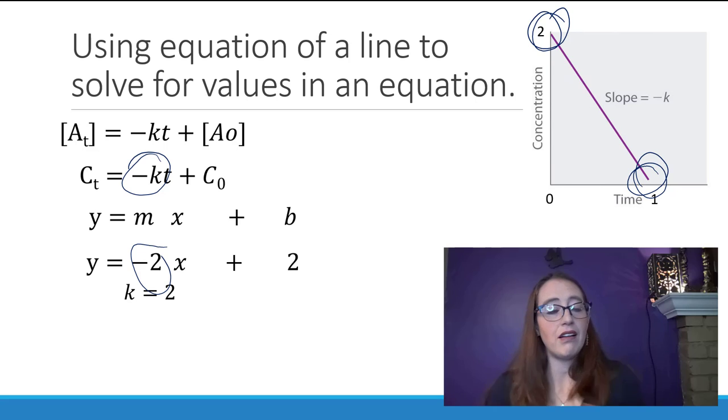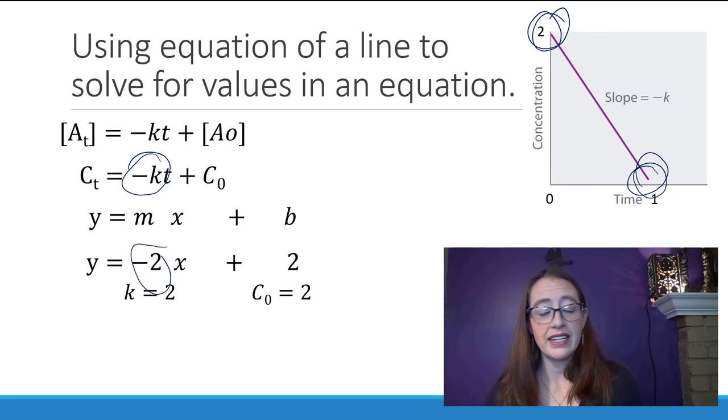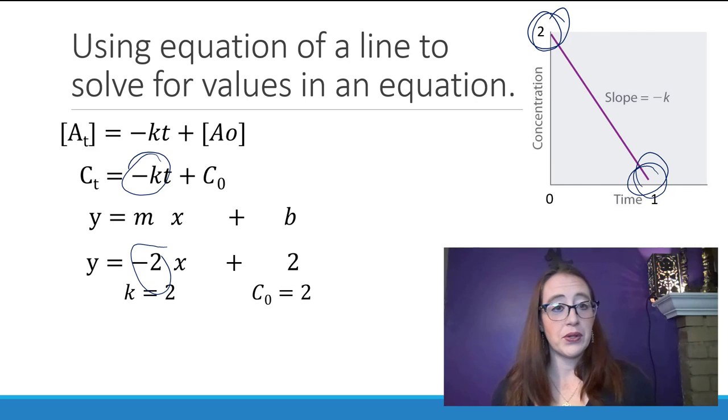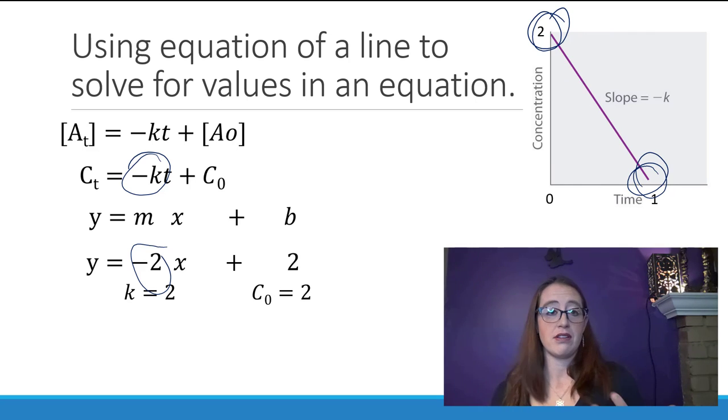You might say, all you did was switch out the letters. Why is that different from the last slide? And that's actually what I'm trying to get at here: it's not any different from the last slide. It's not any different from when you did equations of a line back whenever you learned it. It's just now we're solving for something that has physical meaning instead of just this random value that your teacher asked you to.